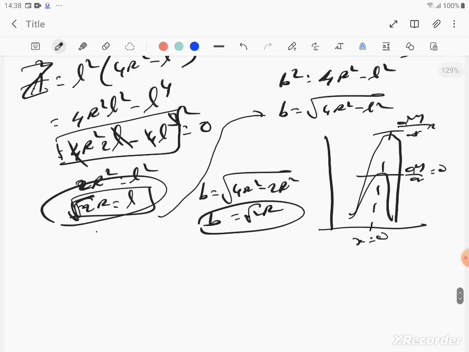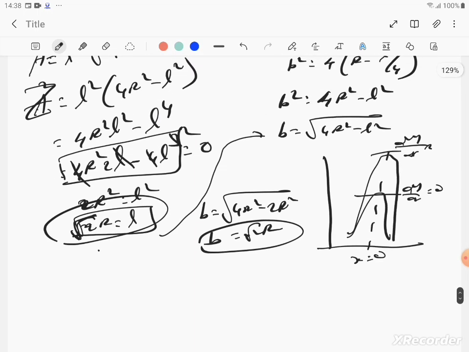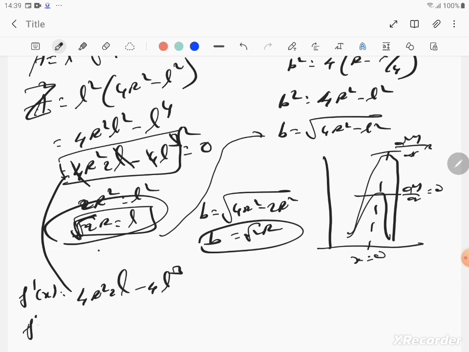For the double differentiation verification, you take the differentiated value. What was the differentiated value? 4r square 2L minus 4L cube, before cancellation, whatever you had. This is your f dash of x, and you're going to double differentiate it. 4r square into 2 minus 4 into 3, so 12L. What is L? L is nothing but root 2r.